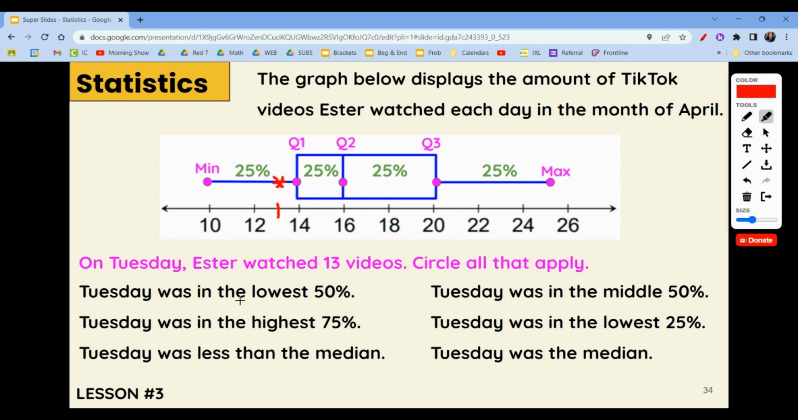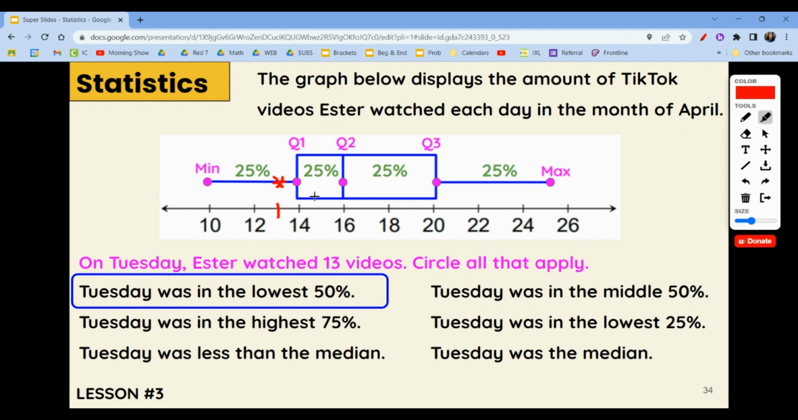Tuesday was in the lowest 50%. Here's the lowest 50%. Was Tuesday inside the lowest 50%? Yes. So we're going to circle that one. Tuesday was in the middle 50%. Here's the middle 50%. Tuesday's not in there, so we're not going to circle this one.